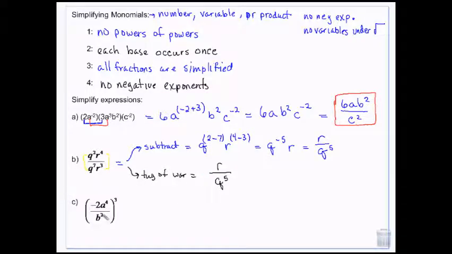Okay, and finally we've got a power of a quotient, so I'm going to distribute that third to everything. And that's going to give me negative 2 to the third, A to the 12th, B to the 6th, and negative 2 to the third is negative 2 times negative 2 times negative 2, so that's negative 8.